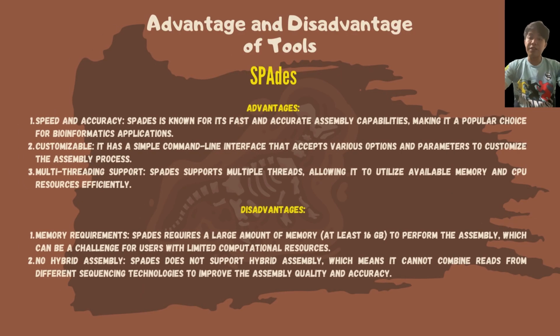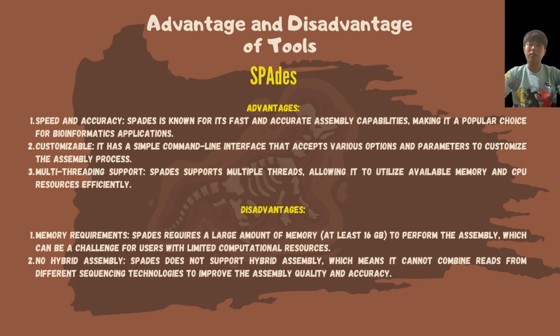And lastly is SPAdes. The advantage of this tool is speed and accuracy. SPAdes is known for its fast and accurate assembly capability, making it a popular choice for bioinformatics applications. Second is customizable. It has a simple command line interface that accepts various options and parameters to customize the assembly process. And lastly is multi-threading support. SPAdes supports multiple threads, allowing it to utilize available memory and CPU resources efficiently.